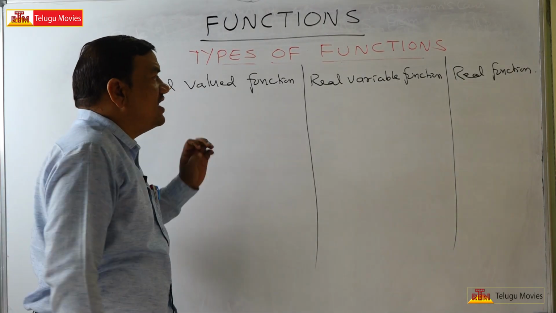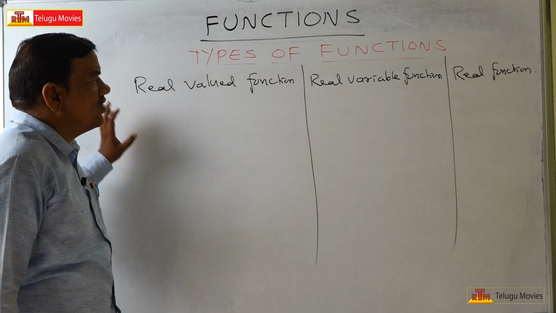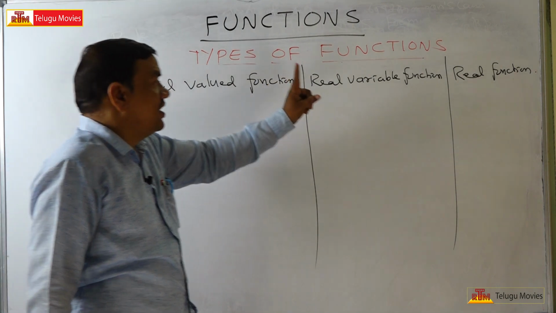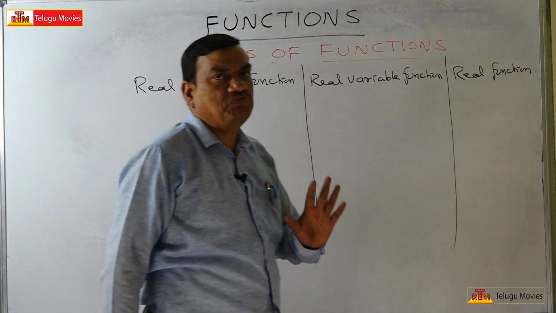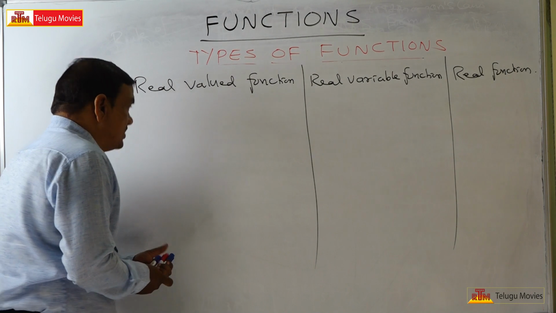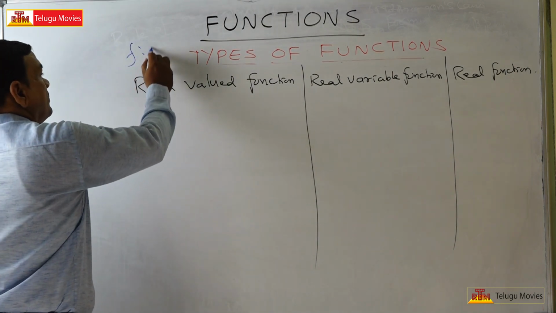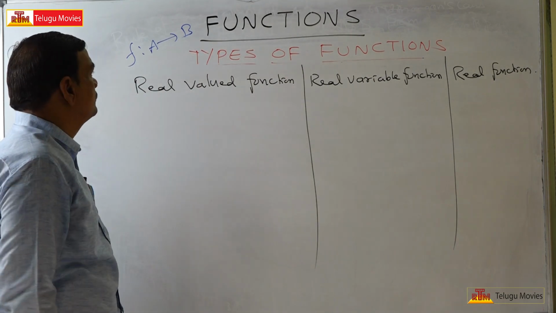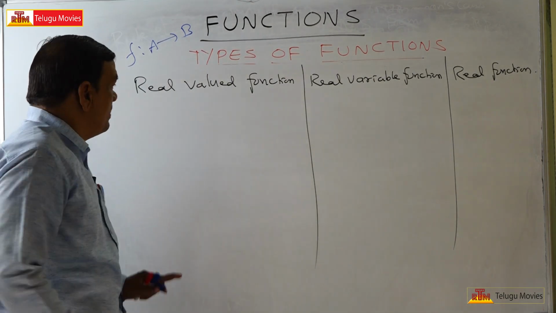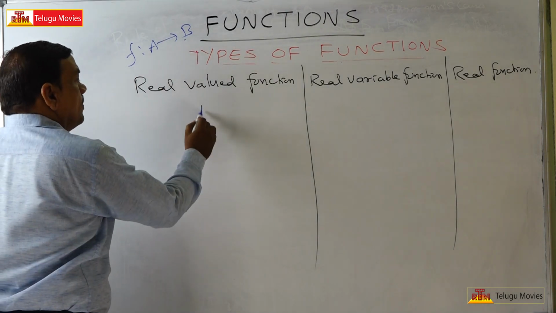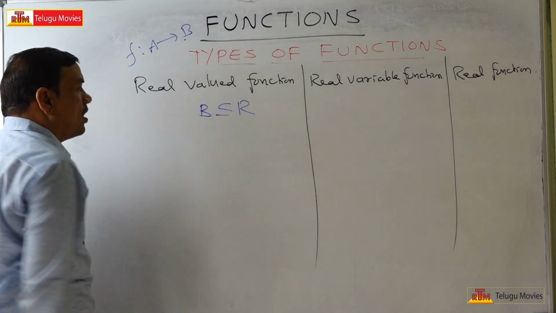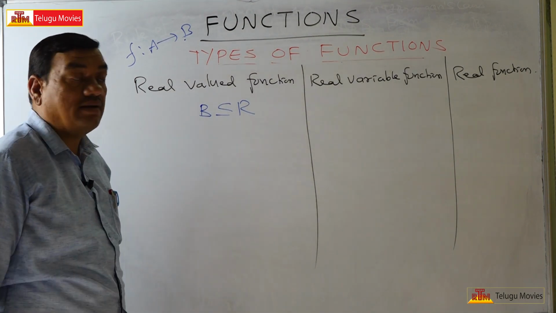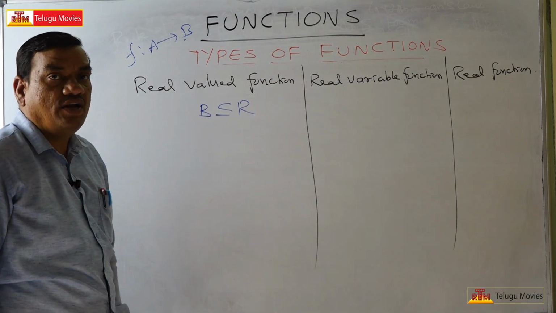Dear students, while learning types of functions, better you learn all these 3 functions at a time. One is a real valued function, real variable function, real function. Very easy one. Let us take a function f from A to B. A and B both are subsets. But here, if B is a subset of R, that means the set B contains the set of real numbers, then it is called a real valued function.